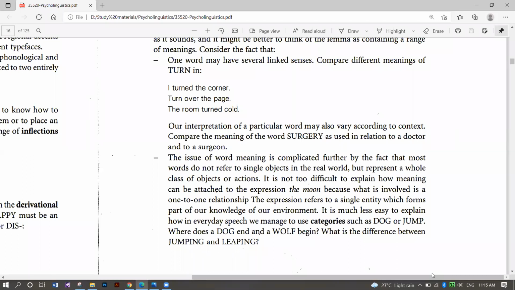अब यहाँ पर वही बात हो रही है कि मतलब रियल लाइफ में एक स्पेसिफिक मीनिंग नहीं हो सकती किसी वर्ड की। You need to look into the context as well.